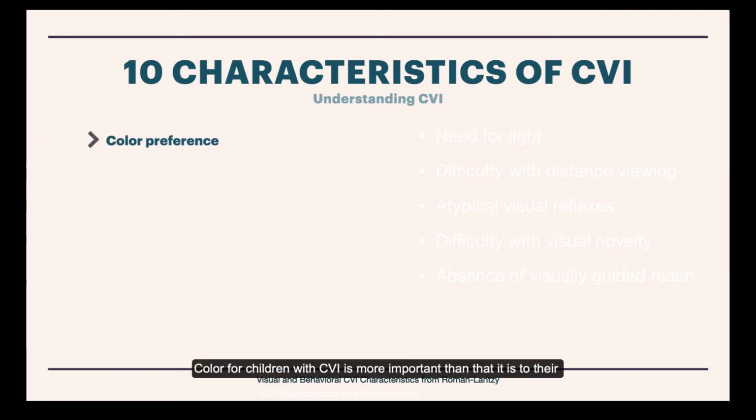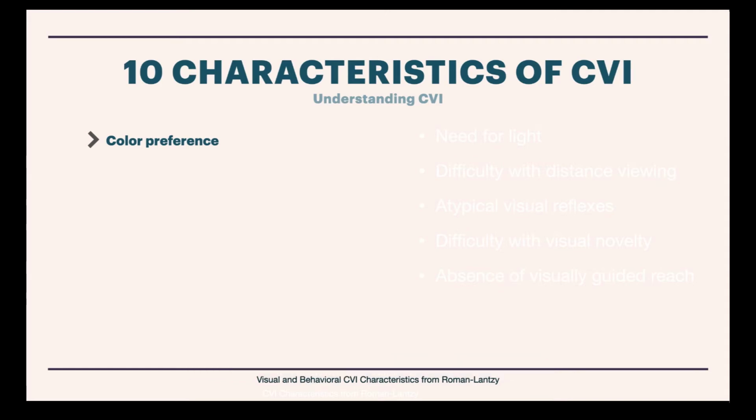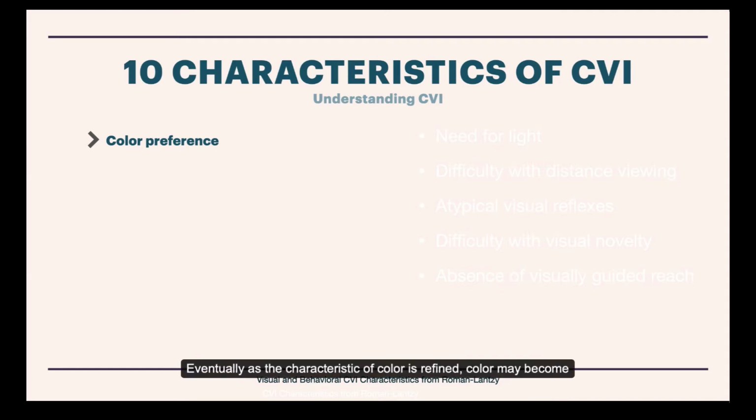Color for children with CVI is more important than it is to their peers. In some children, you can see a preferred color, and they may only view items in that color. This may stem from the color of their favorite stuffed animal, but it isn't always the case. Eventually, as the characteristic of color is refined, color may become important in images, or color may help anchor the child's visual attention to what's important.